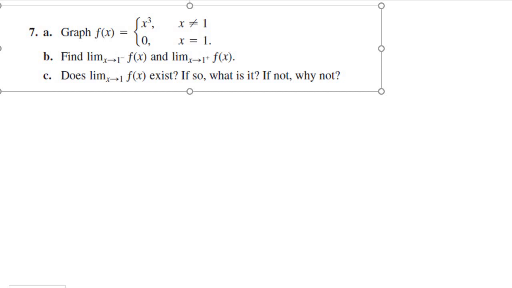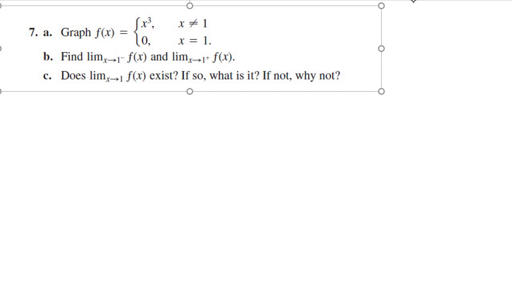Let's move on to another problem. This question is very interesting. The first question says graph f(x). f(x) is equal to x to the power 3 at all places where x is not equal to 1, and is equal to 0 when x is equal to 1.